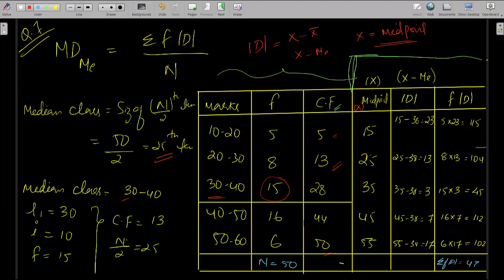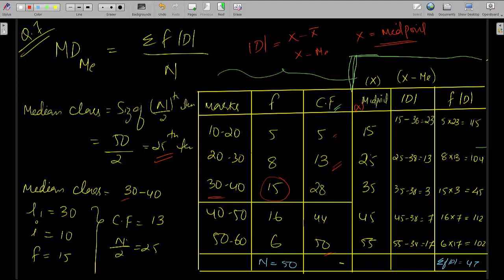Okay, so how do we calculate midpoint now? Class interval, look here. If you add up 20 plus 10 and divide by 2, you get 15. So upper limit plus lower limit divided by 2 is 15. That is 20 plus 10, 30. 30 divided by 2, 15.